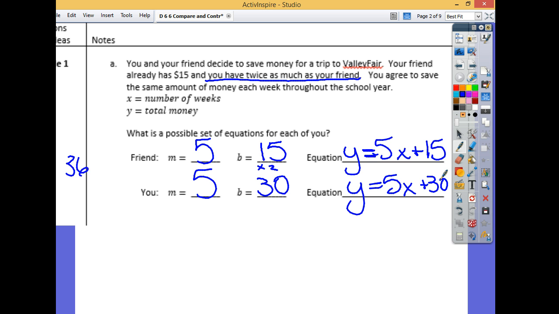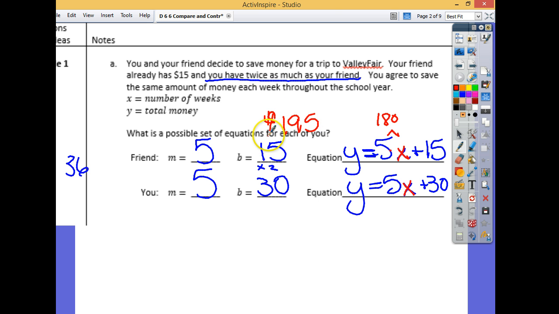So let's technically see how much money you guys would have at the end of the school year. Say there's 36 weeks of school. How much would each of you have at the end of the school year if there's 36 weeks? If we say that X represents our weeks, and we have 36 weeks. 180. Is that for you or your friend? So 180 is, you took 5 times 36 and got 180. And 180 plus 15 is? So your friend would have $195.